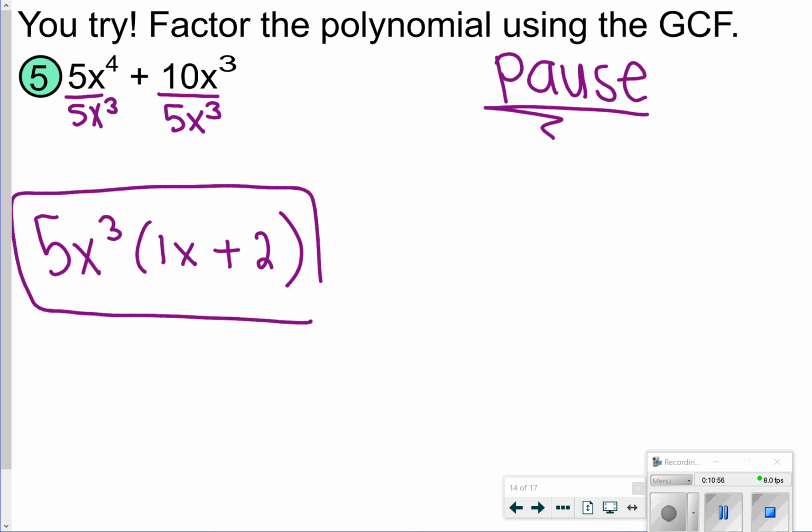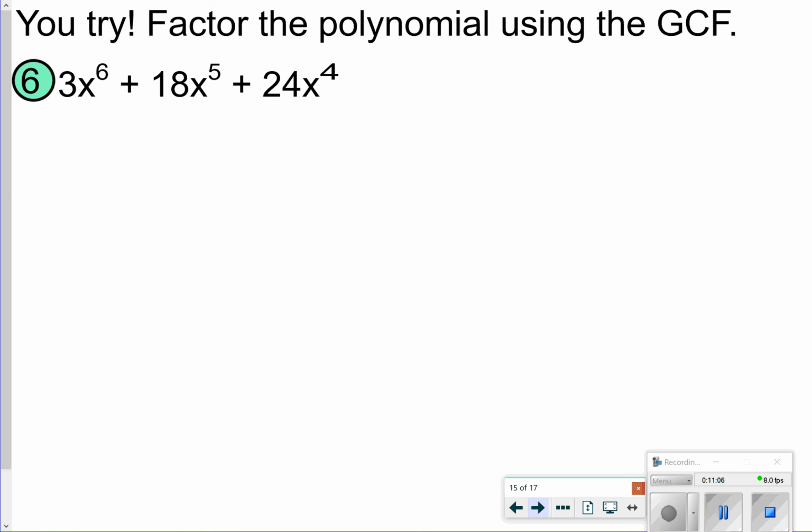Again, you can go back and check by redistributing. 5x to the third times 1x is 5x to the fourth. And 5x to the third times 2 is 10x cubed. The last one, let's go ahead and try this one more time. Let's see what our GCF is, factor out the GCF, and then click play to check your work.